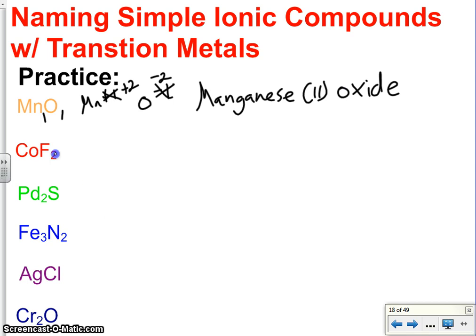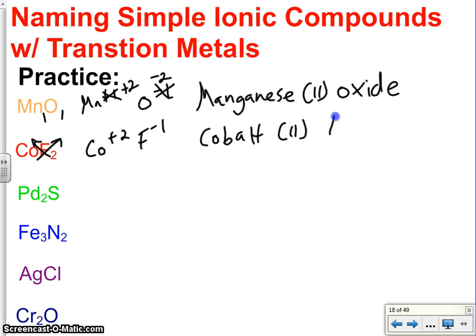oxide. Okay, cobalt with fluorine, bring up the 2, bring up the 1, we get Co plus 2, F minus 1. Fluorine is supposed to be a minus 1, cobalt is supposed to be a plus 2 then, so we name it cobalt 2 fluoride.